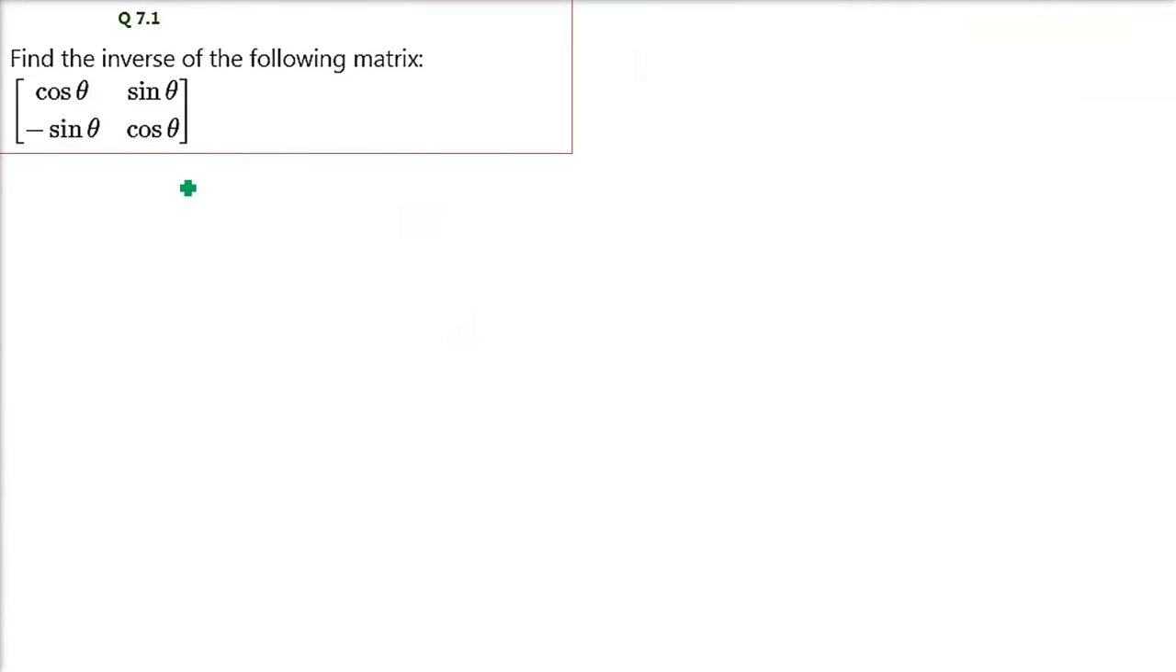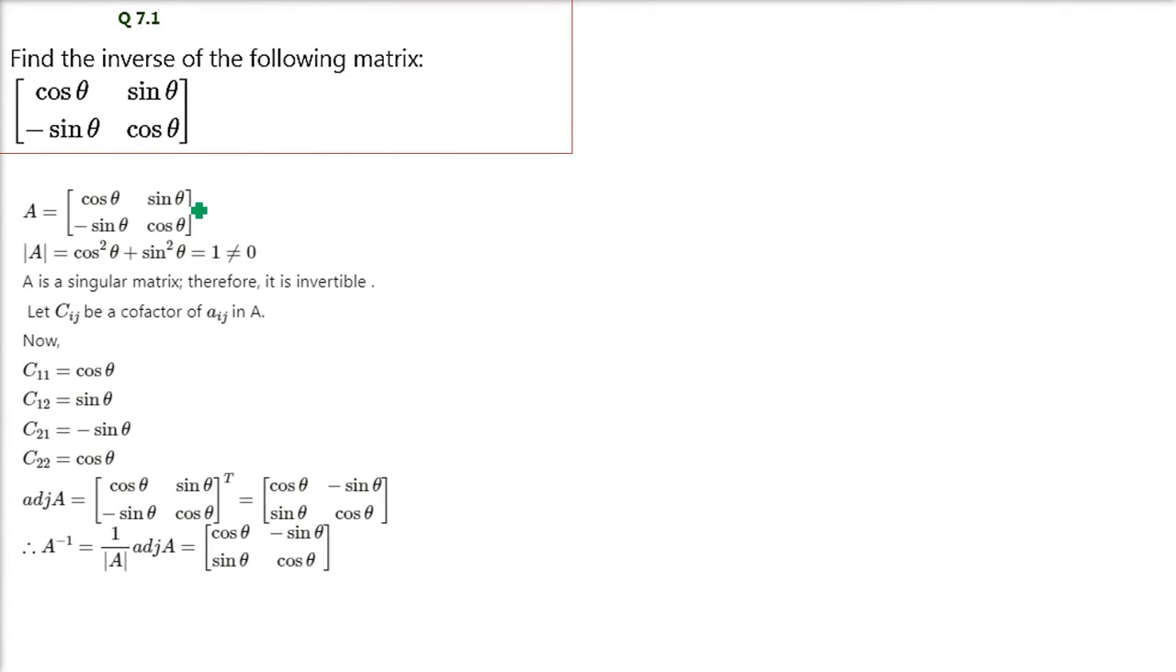Find the inverse of the following matrix. Now this is a 2 by 2 matrix. So here you will understand how to take the inverse of a 2 by 2 matrix. First of all, we need to find out the determinant. Whether the determinant is 0 or not, that will decide what we have to do.